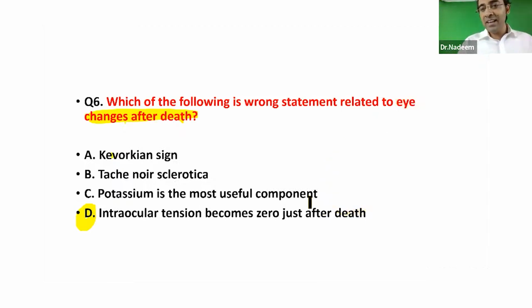Please understand here that you always have to be careful about what the examiner is writing in the question. If I say, what are the immediate signs after death? Immediate signs after death: stoppage of heart, brain, and lungs.